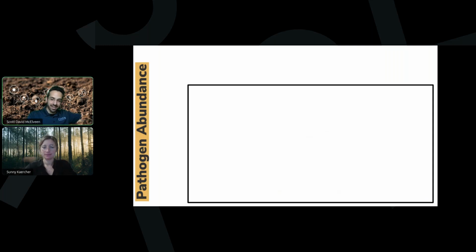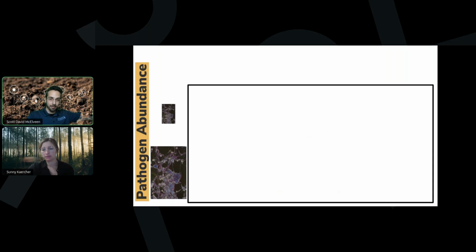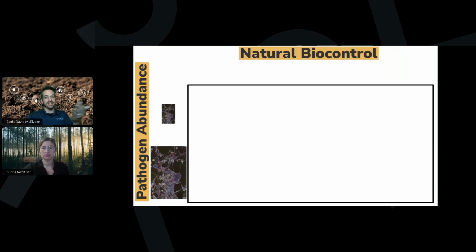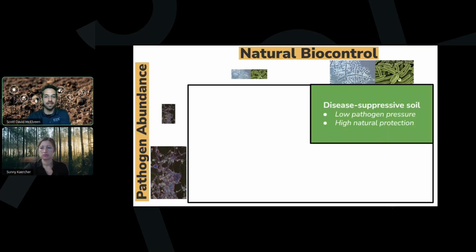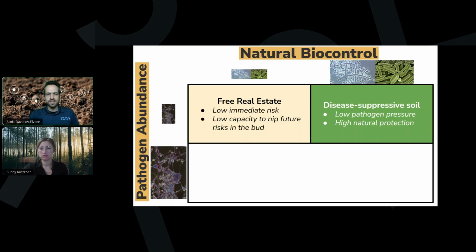On the left-hand side, we have, is our pathogen abundant or not? On the top are our biocontrol agents, our natural suppression. Are they abundant or are they not? If the natural biocontrol agents are abundant and the disease is not, best case scenario, few pathogens, lots of natural protection. That's a disease suppressive soil. Some of you will recall this from a webinar we did last year about diagnostics. If there are few of either groups, that's free real estate.